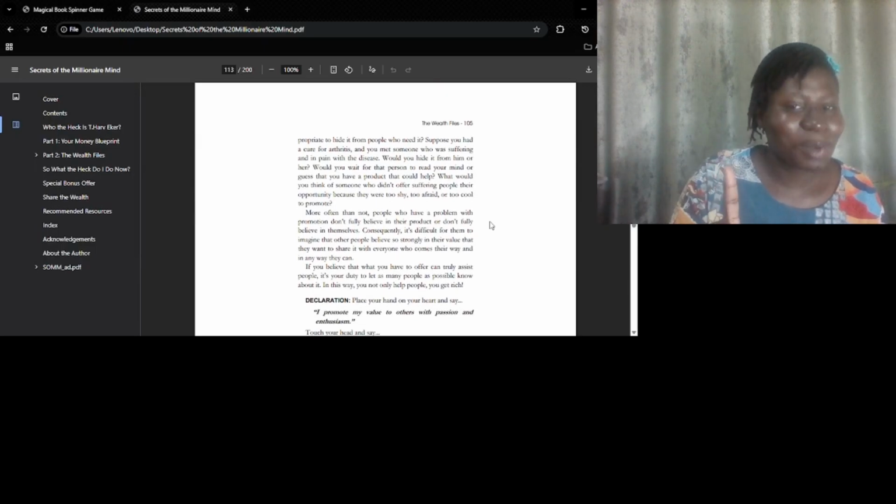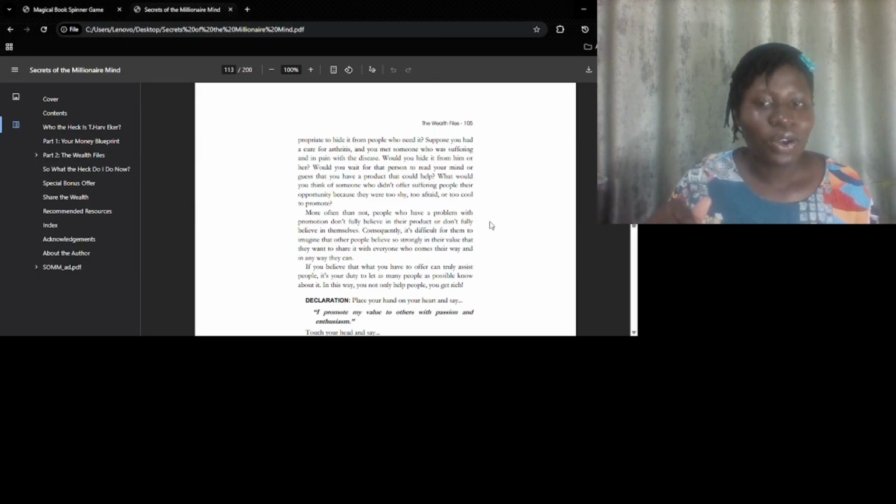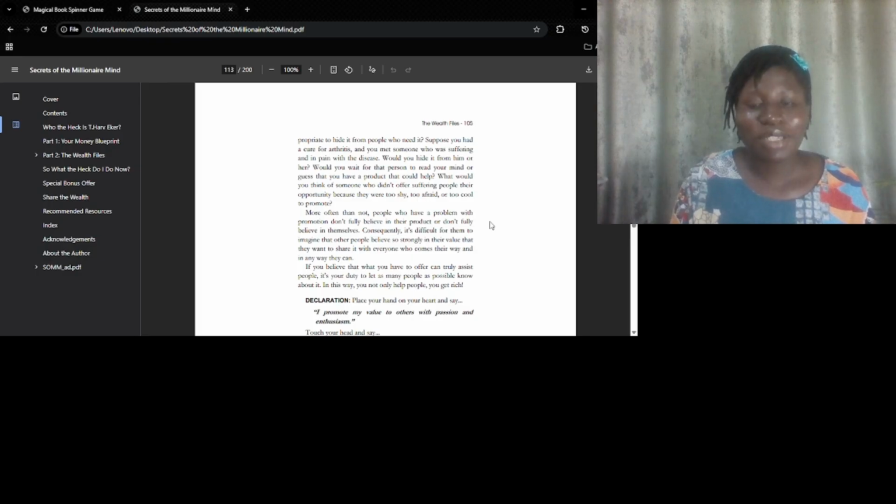The rule of the game, remember, you don't read anything above or below the page that was chosen. So insights from this page 105, I've gotten that when you have a service, or when you have a talent, or you have a product to offer, you don't really need to wait.